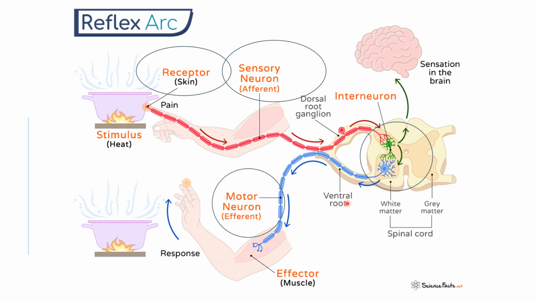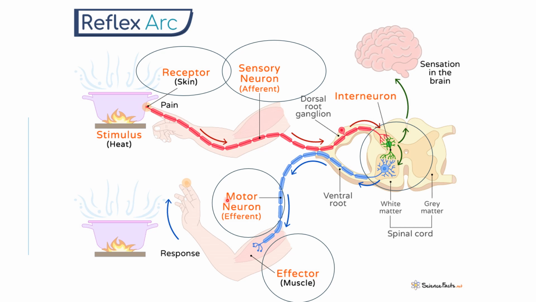Now the fourth component. So first is the receptor, second is the sensory or afferent nerve, then is the center. The fourth component of a reflex arc is the efferent path or the motor nerve. It will carry the command of the central nervous system to the effector organ. The effector organ can be muscle or a gland. And the fifth component is the effector organ. So in response to the command of the central nervous system, either there will be a contraction of muscle or the secretion of the gland, that is the response.